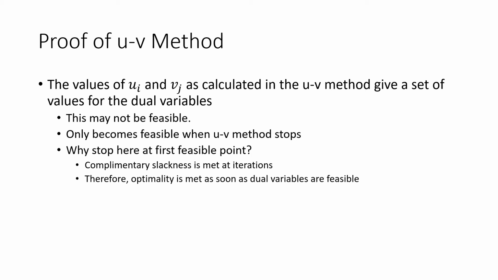Now, those points may not be feasible. How do we know when they are feasible? They are feasible when the UV method stops. What we are getting is a solution for our UV variables that is giving us the same cost. But those variables may not be feasible. When are they feasible? They're feasible when all of those Cij stars are positive. When that happens, we have a feasible point.